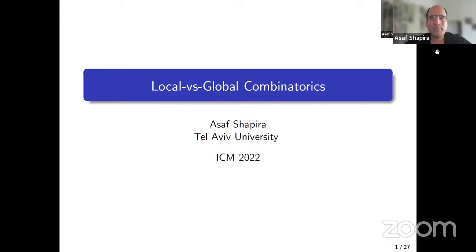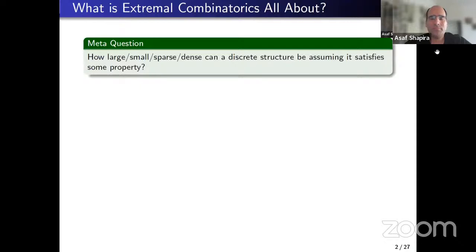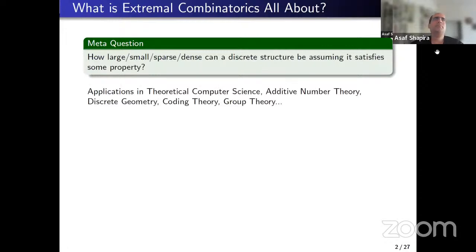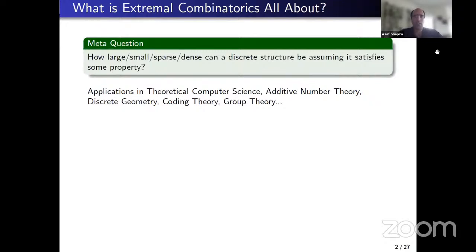Okay, so let me start sharing my screen. So the topic of this lecture is going to be problems in extremal combinatorics. So what is this subject all about? In extremal combinatorics, we ask how large or small or sparse or dense can a discrete structure be, assuming it satisfies some predetermined property. Besides the intrinsic interest in the problems in this area, it has applications in many other areas of mathematics, such as theoretical computer science, additive number theory, discrete geometry, coding theory, group theory, etc., just to name a few.